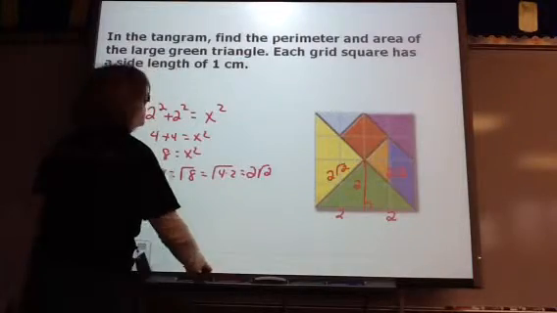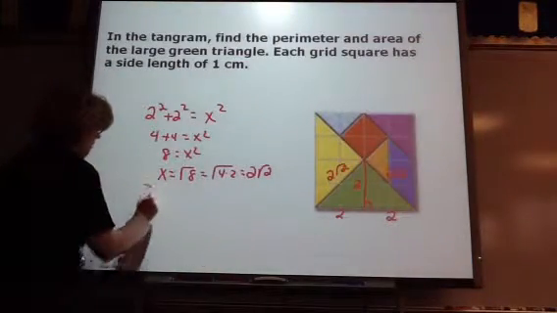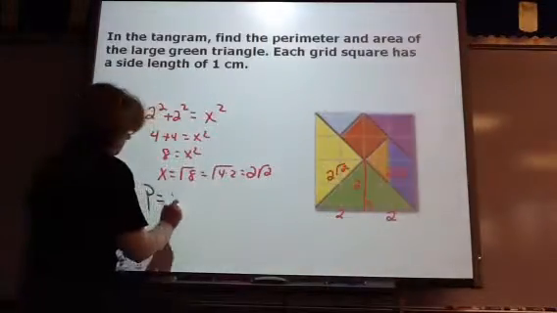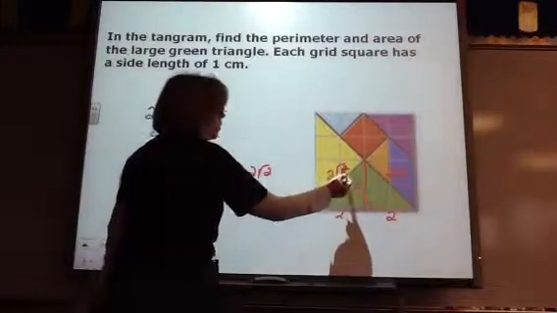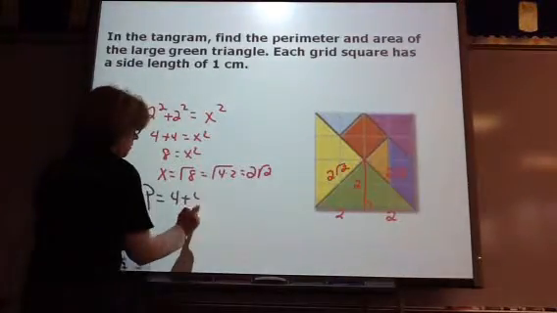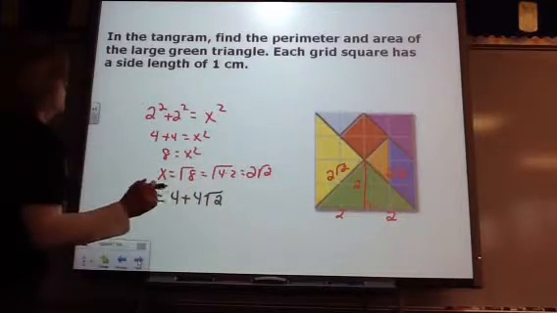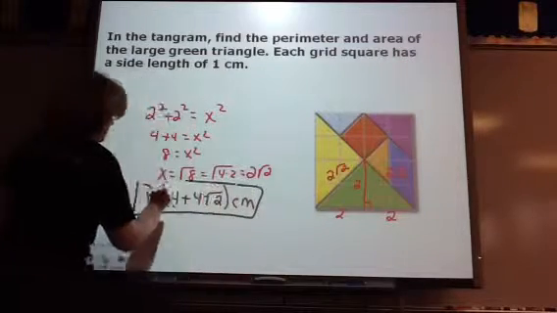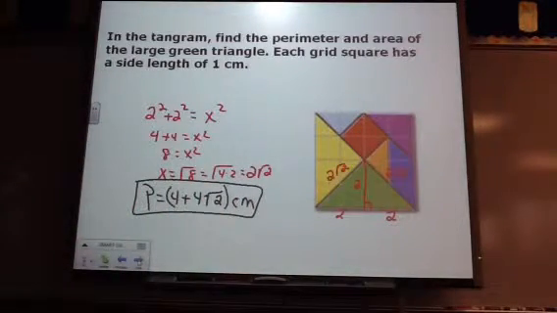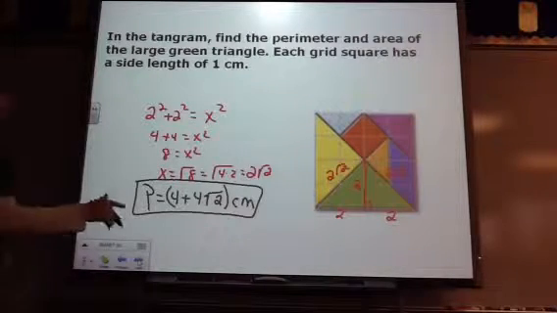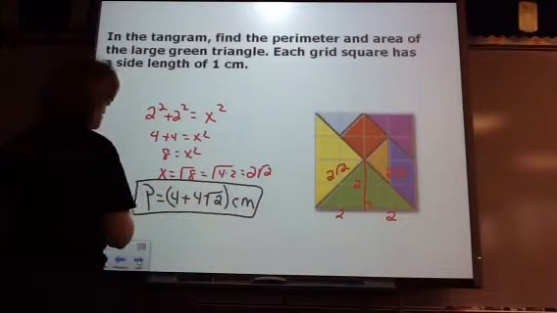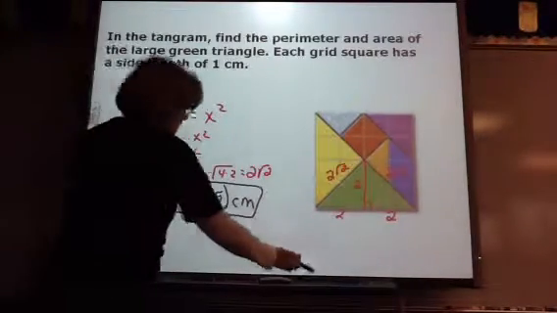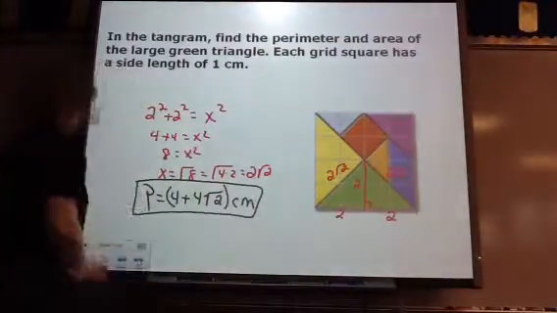So now I can find my perimeter. We're trying to find the perimeter of that large green triangle. Perimeter is where you add up all the sides. So I have 2 plus 2, and I have 2 square root of 2 plus 2 square root of 2. And we're talking about centimeters. Now, I cannot add these two together because they are not like terms. So now we've got the perimeter, and we need to find area next.